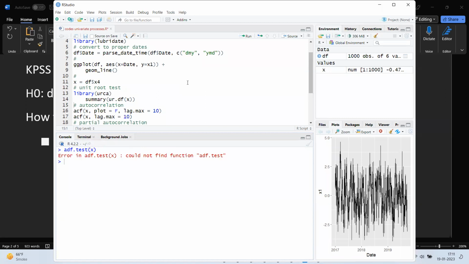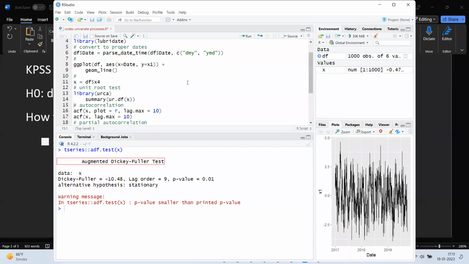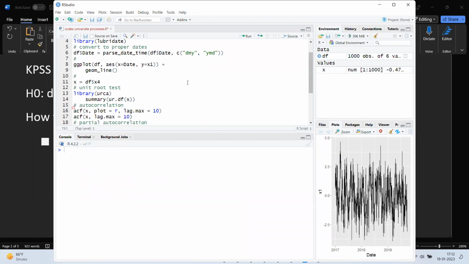Okay, error because I did not load the package tseries. I can do this. Okay. You see the p-value is 0.01 and there is a warning as well. The warning is saying that the p-value is even smaller than this. The reason is that in a Dickey-Fuller test, augmented Dickey-Fuller test, or in other types of stationarity tests, it is not easy to find out the p-value. That's why you will have only approximate p-values. So you can safely say that your p-value is smaller than 0.01. When the p-value is small, null is rejected. Okay, there is no unit root. Our data is stationary.